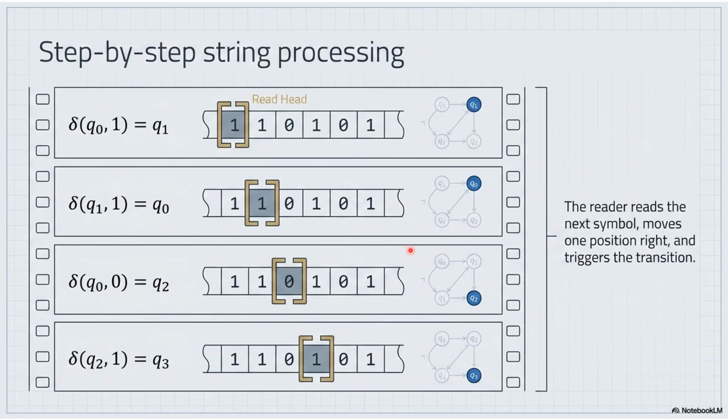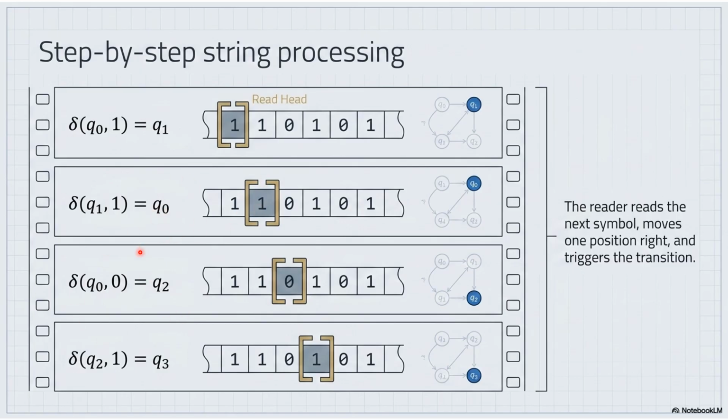So next, the step-by-step string processing. The DFA reads each symbol, applies the transition rule, and moves to the next state until all symbols are processed. So here, del of Q naught comma 1 is Q1. The current state is Q naught. Reading the symbol 1, it moves to the state Q1. And del of Q1 comma 1 is equal to Q naught, which means that at the state Q1, reading the symbol 1, it moves to the state Q naught.